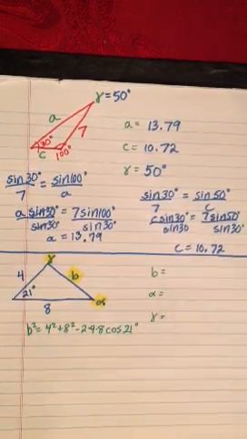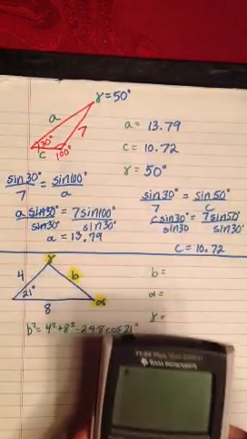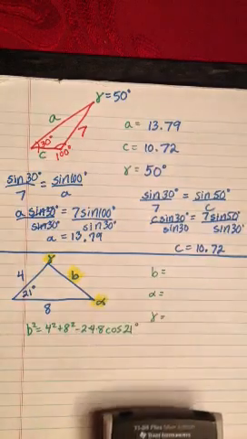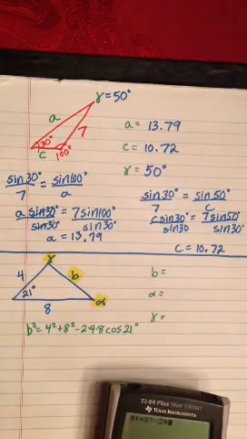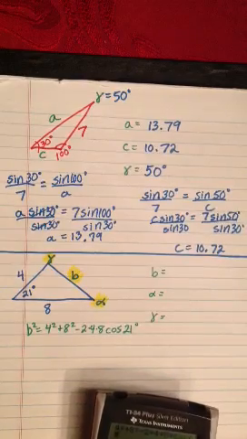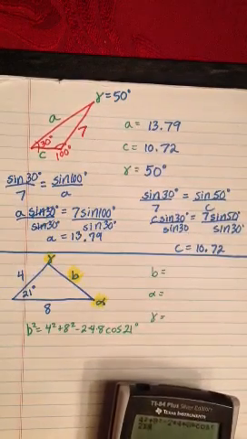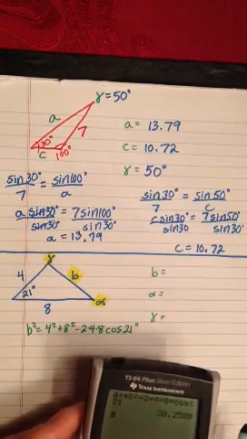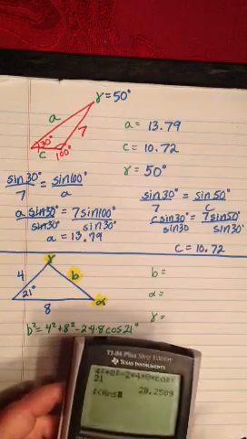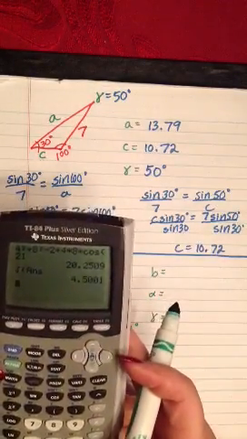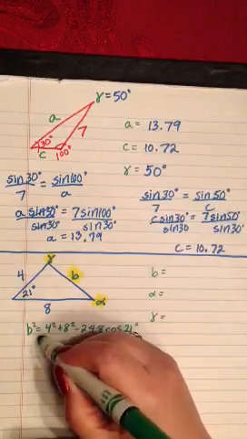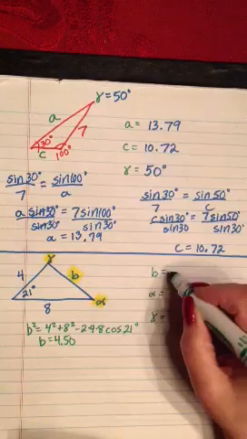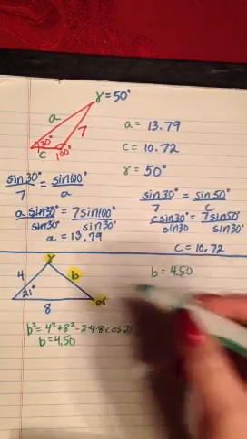21 degrees. When you type this in your calculator, you're going to type the whole thing in. So you go 4 squared plus 8 squared minus 2 times 4 times 8 times the cosine of 21 degrees. And I go ahead and hit enter. But remember that's B squared. So then I just hit second square root, second answer. And when I do, it gives me B. It lets me know that that's about 4.50.